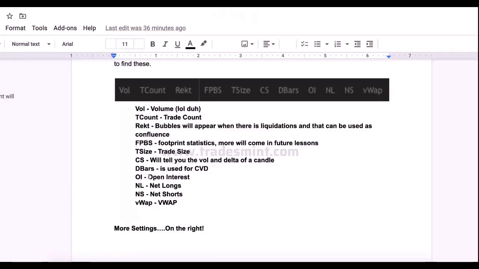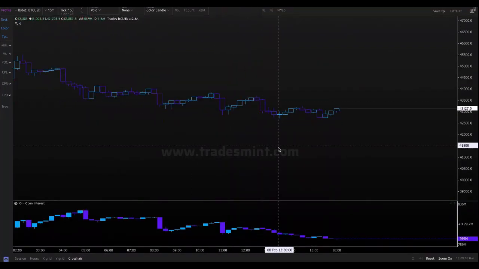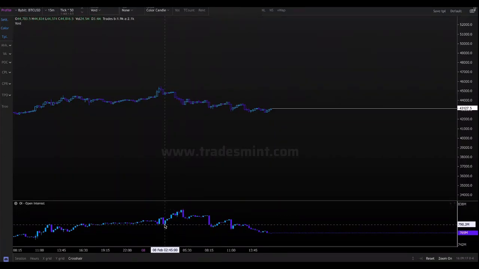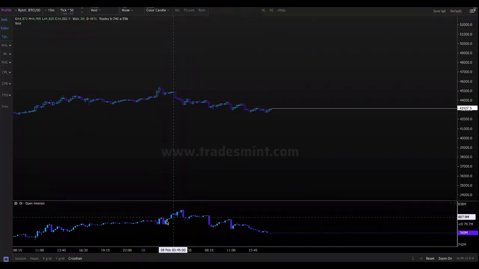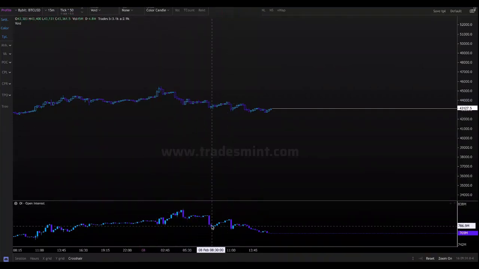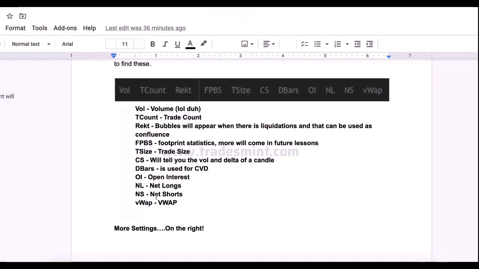Then we have open interest. Open interest is basically the number of trades opening. So we can see right here, as the price is coming down, we can see open interest going up, which tells us that probably short trades are opening. It's telling us how many people are entering into positions. If we see price moving and open interest is going down, that usually means people are getting stopped out or liquidated of positions.